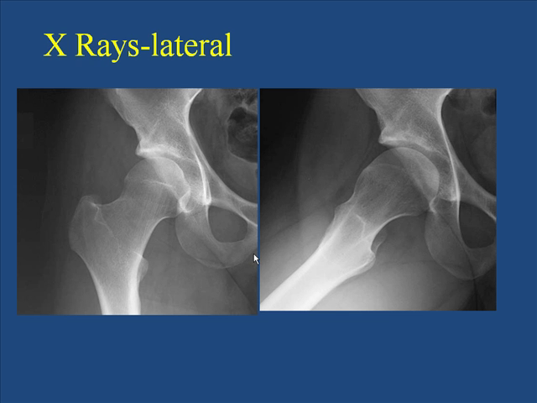A lateral X-ray. This is the AP of this patient, more or less a shallow acetabulum, but on the lateral we can see there's impingement. If you imagine this goes into flexion, it would impinge somewhere here. That's why it created some reaction there.